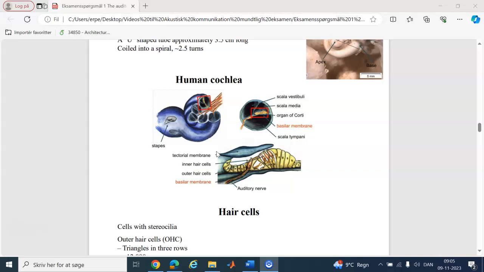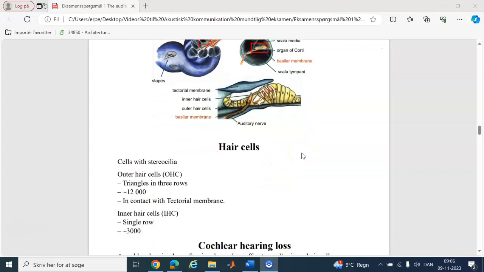And there is the tectorial membrane, and the inner hair cells and outer hair cells, and the basilar membrane. And to the hair cells are connected auditory nerves. It's not very specific, it's just very shortly described. So hair cells are cells with some small stereocilia. The outer hair cells number about 12,000, and inner hair cells about 3,000.